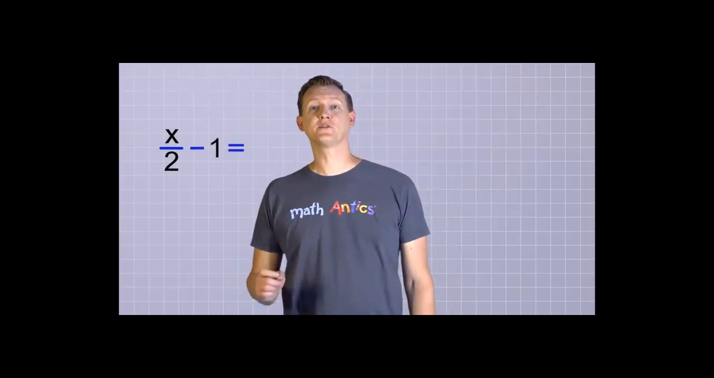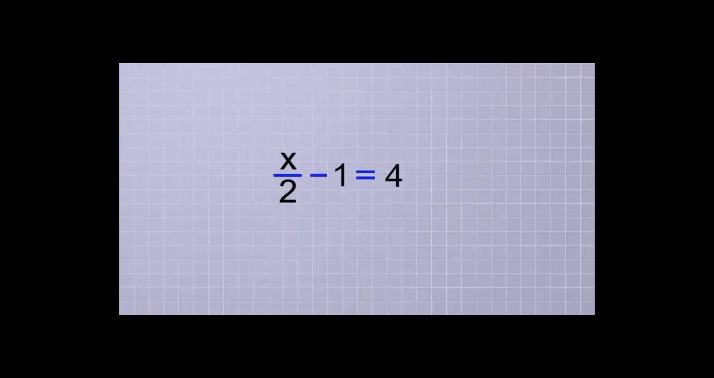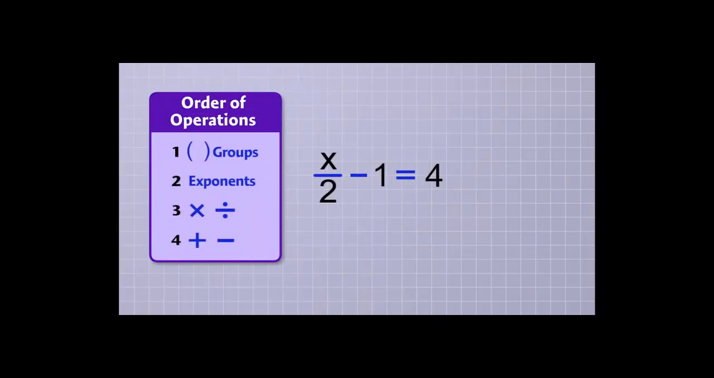Let's try solving another simple two-step equation that has division and subtraction in it. x over 2 minus 1 equals 4. Again, we're going to apply the order of operations rules in reverse to undo the subtraction and the division operations. Since we would normally do the subtraction last, we're going to undo it first.